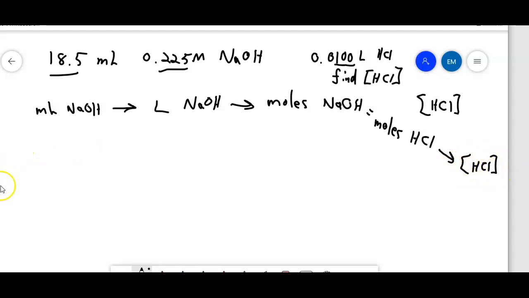So let's see how this works out. You have milliliters of sodium hydroxide. We got 18.5 milliliters NaOH times, we need a conversion factor. We need to get to liters. I saw this in another textbook last night: when you want to convert to something, your conversion factor is the desired units.